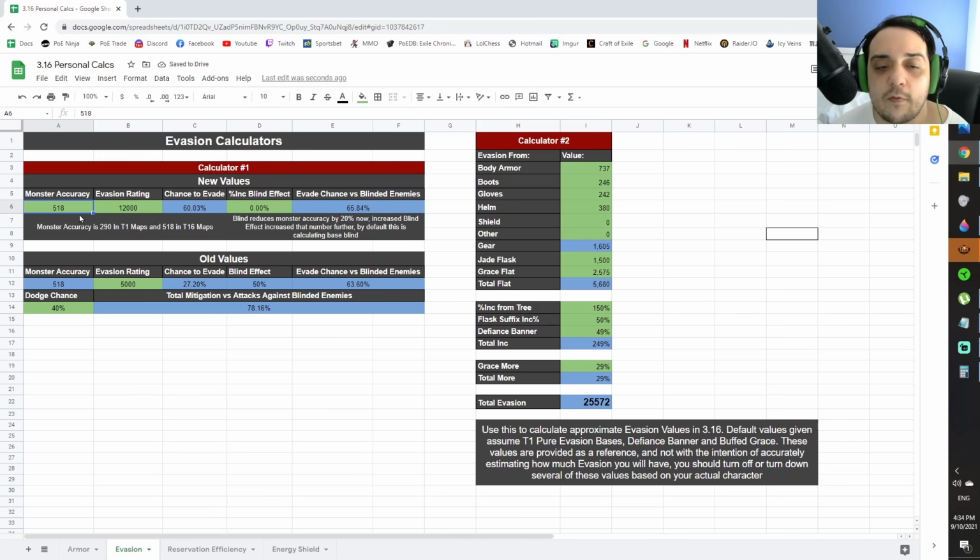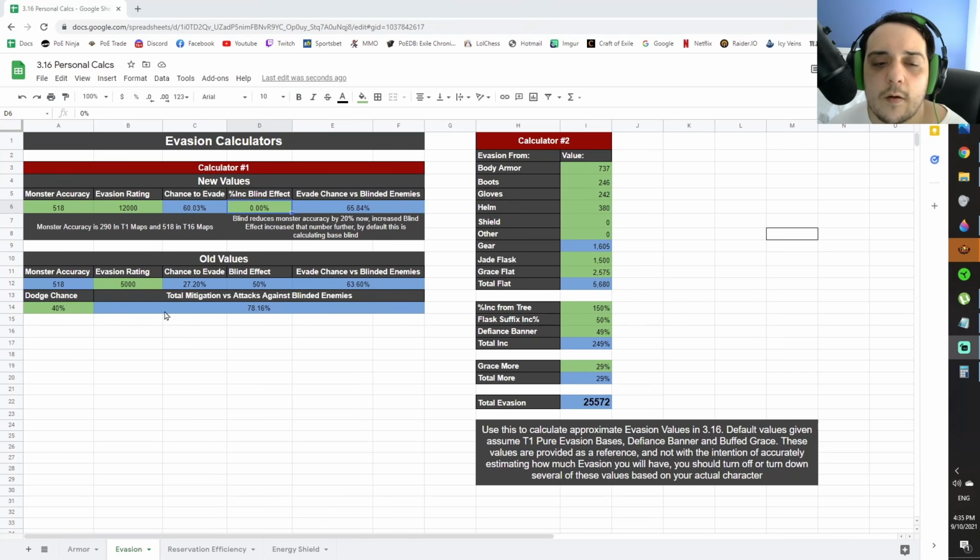So in a tier 16 map, if you have 12,000 evasion rating, that's giving you a 60% chance to evade. Now, if we have 0% increased blind effect, but we do have blind, that's giving us almost a 66% chance to evade. Now, the important thing to understand here is that blind effect is a new stat coming in 3.16. It basically is going to buff the effect of blind, and blind reduces enemy accuracy by 20%. So 100% increased effect of blind is going to be the same as 40% less monster accuracy.